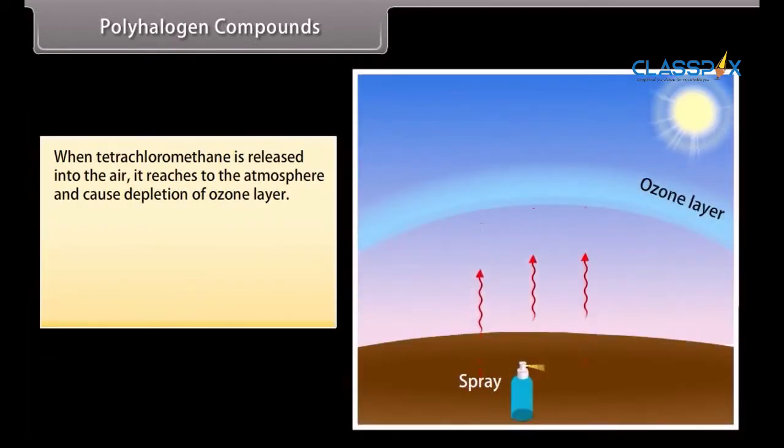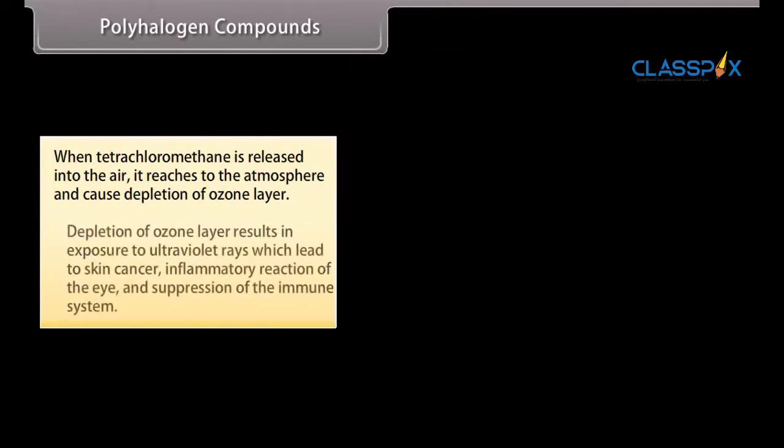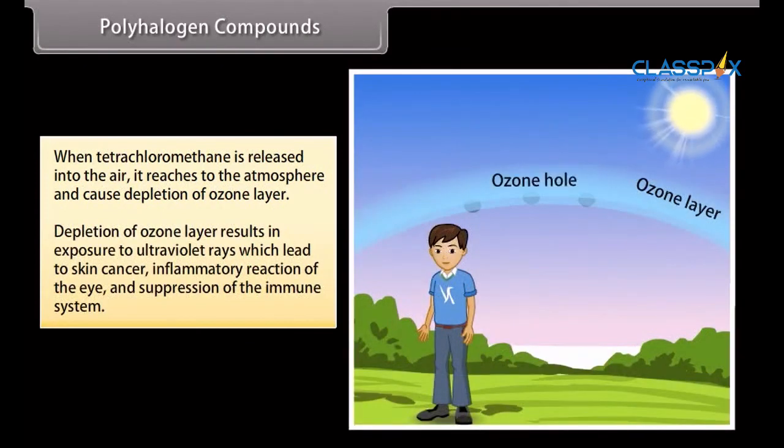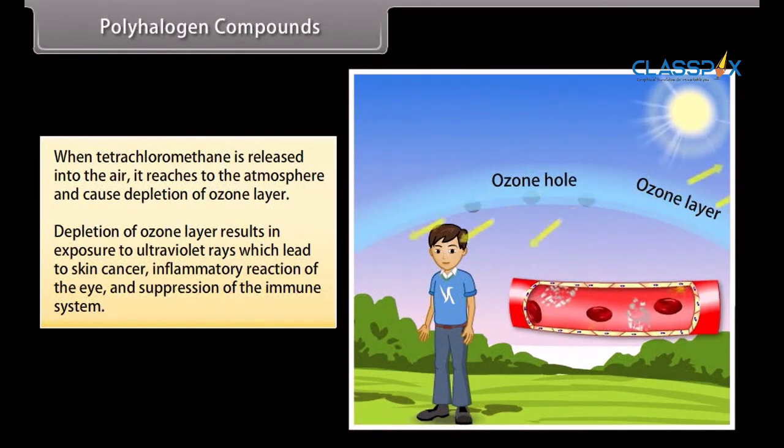When tetrachloromethane is released into the air, it reaches the atmosphere and causes depletion of the ozone layer. Depletion of the ozone layer results in exposure to ultraviolet rays, which leads to skin cancer, inflammatory reaction of the eye, and suppression of the immune system.